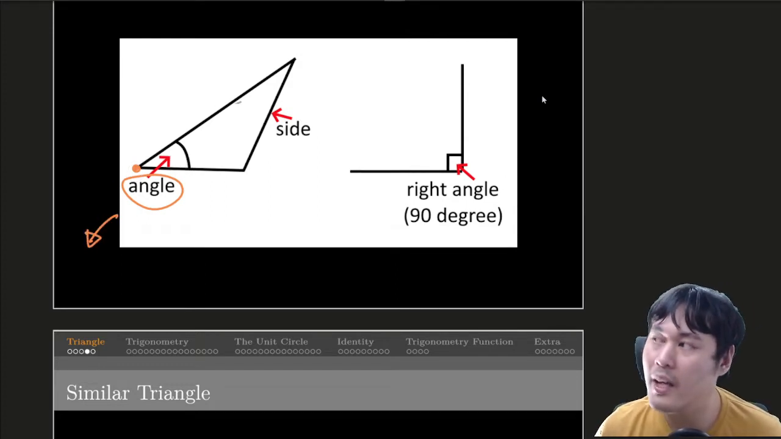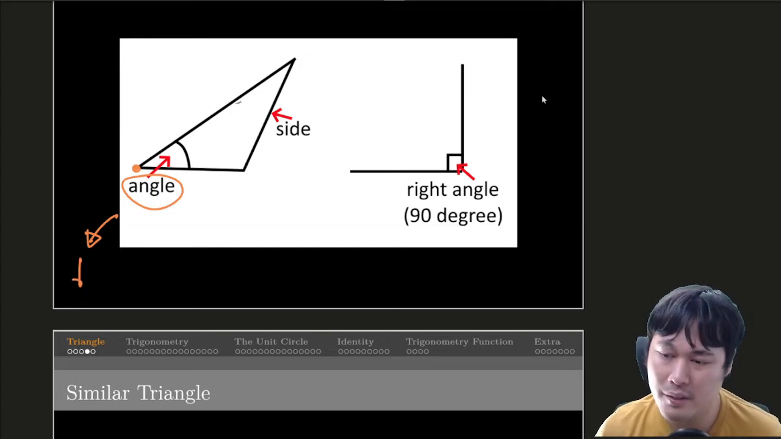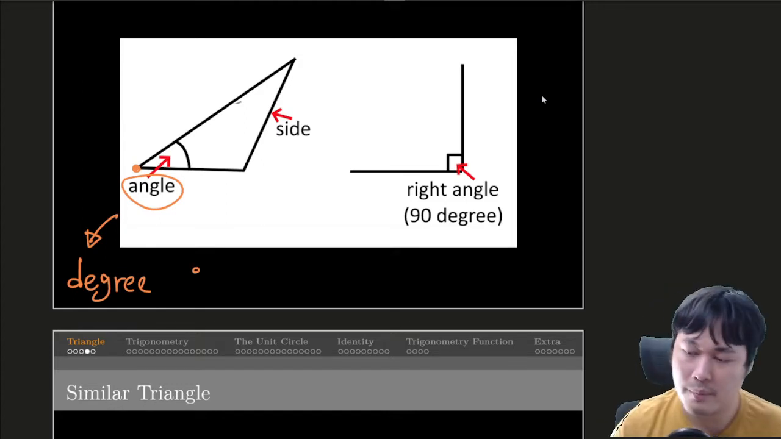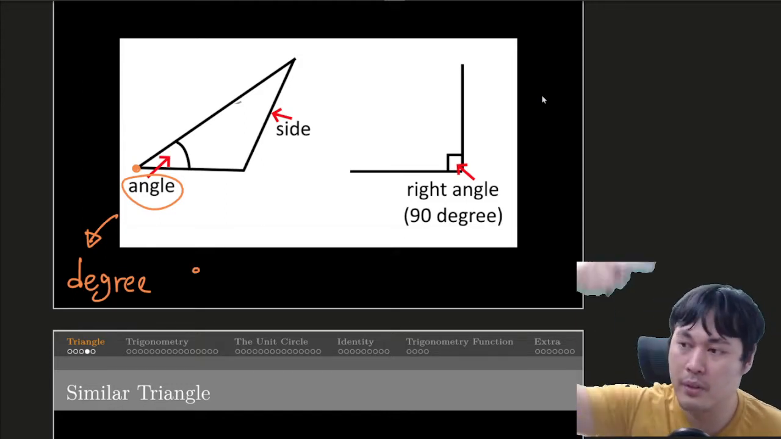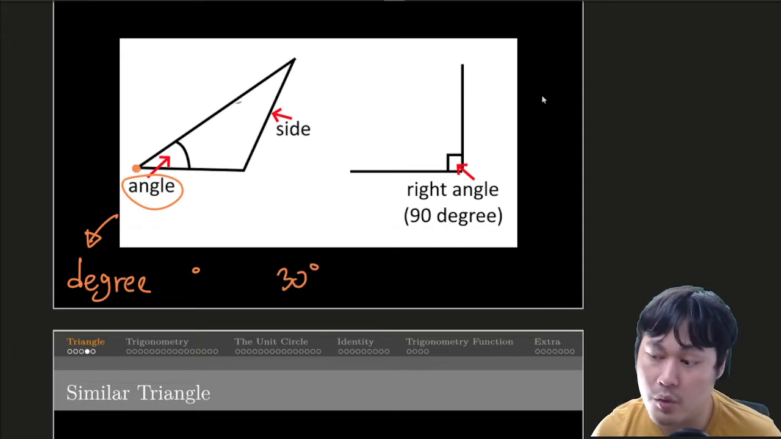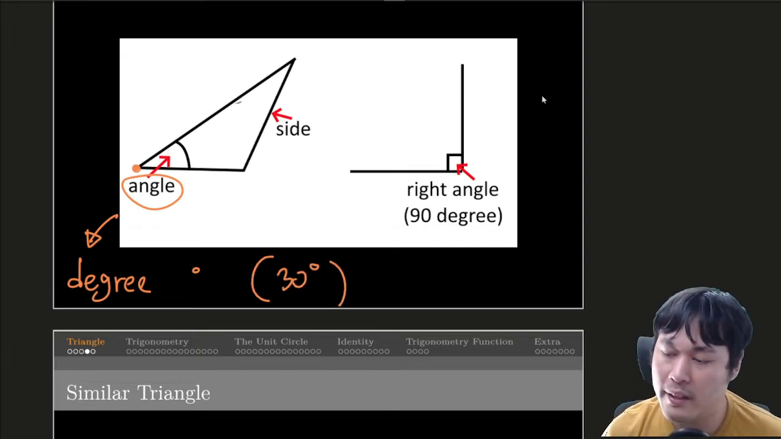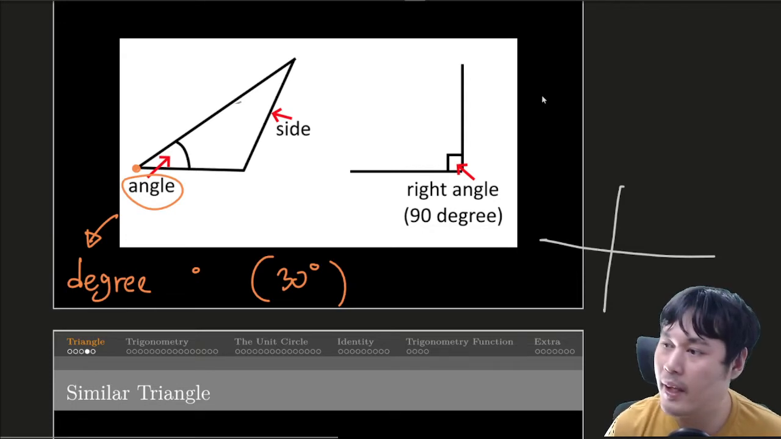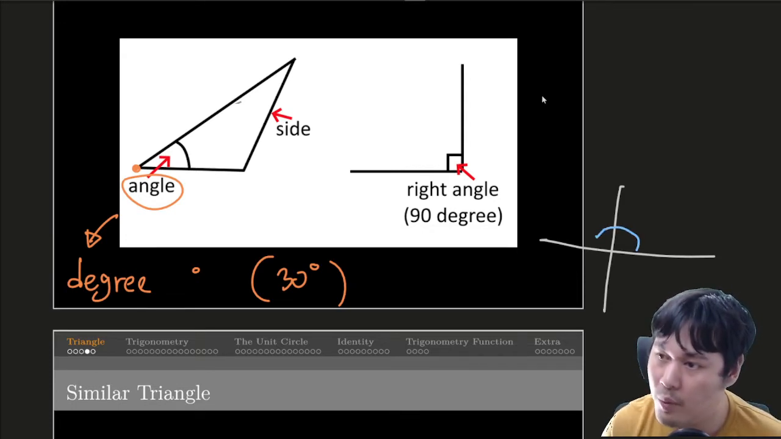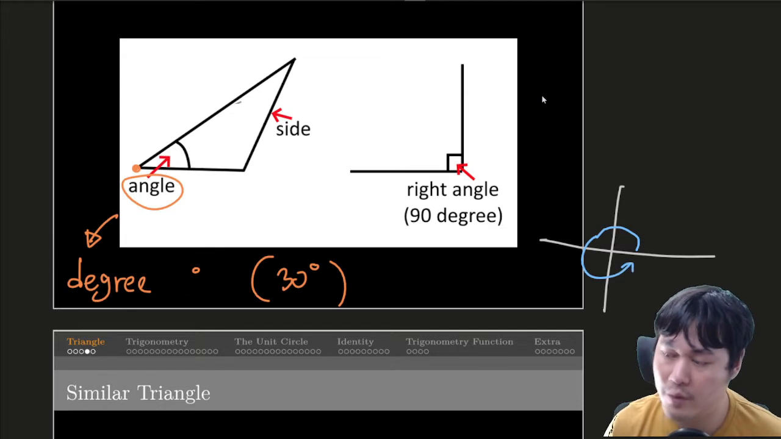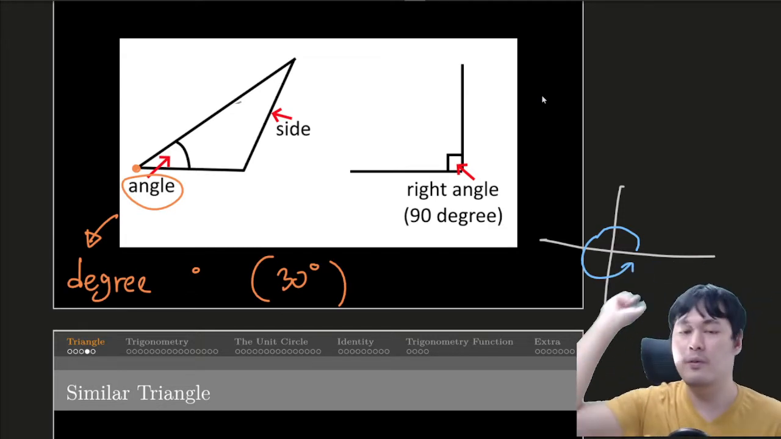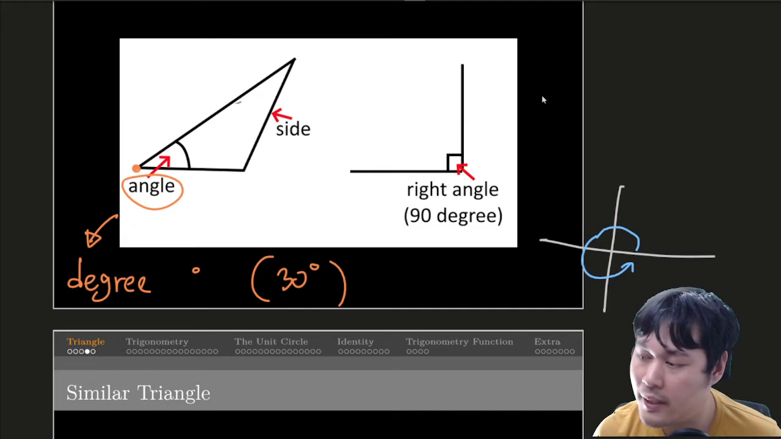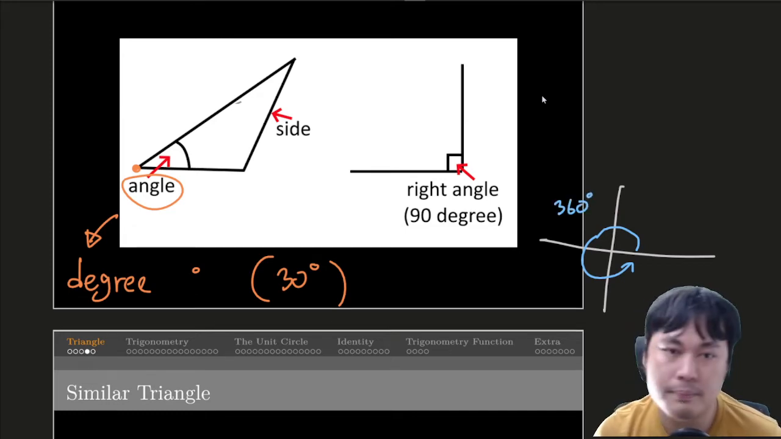And there are at least two ways to measure angle, and at least two units. We can measure using a degree, and that's the circle we put over the number. Like if we measure 30 degrees, it's gonna be an angle. And the way we agree on the measurement is we let a full angle, if you rotate yourself for one full round, be 360 degrees.